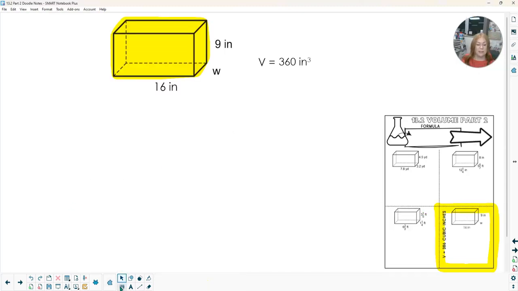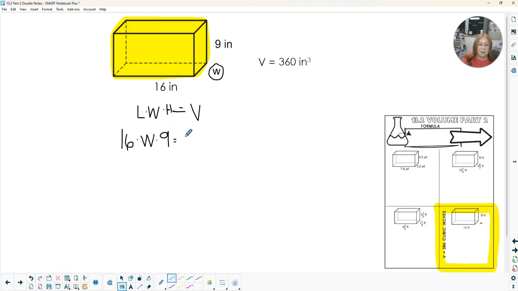Now, this last one is a little bit different. If we look at it, we can see the length, but we don't know the width. We have the height, and we do know the entire volume. So as we write out the formula, we have length times width times height equals volume. So we know the length is 16, so we're just going to substitute what we know. The width we don't know, so we're just going to keep it W. And we know the height is 9, and that's going to equal the volume, which is 360 inches cubed.